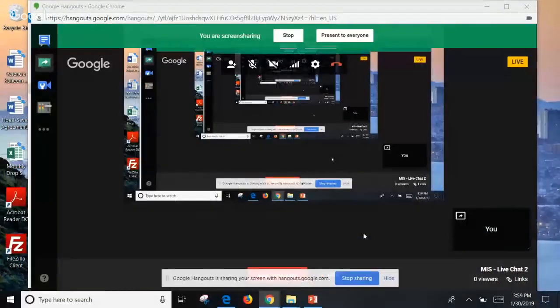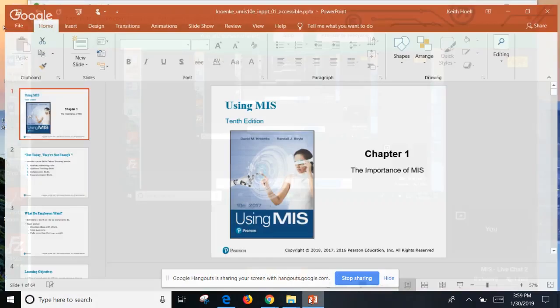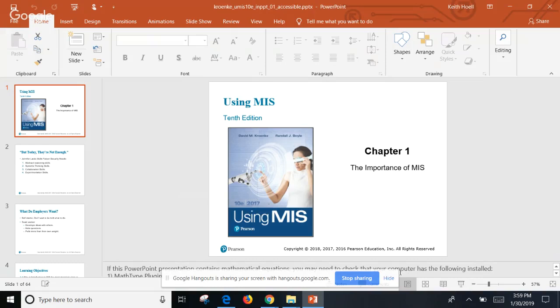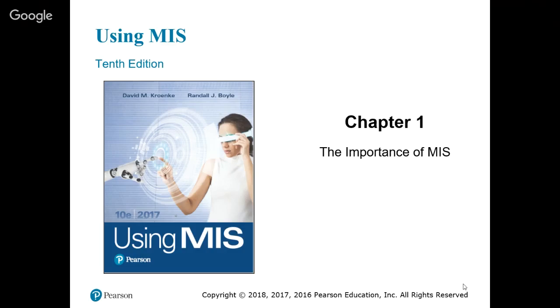So what I'm going to do is share my screen. You should see my screen pop up, okay? And you should see it like a 3D image of my screen. I want to go into PowerPoint and start PowerPoint up here, right? So this is the Chapter 1 PowerPoint that is related to your Using MIS book.